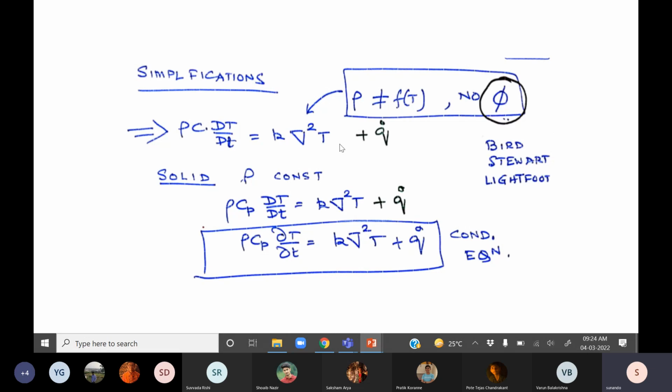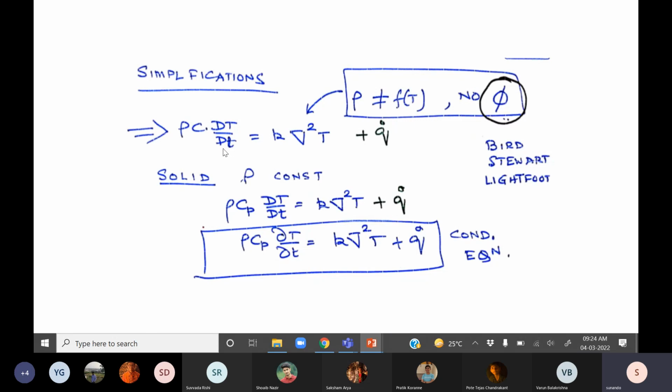So this is just an additional term which may or may not appear depending on the application that we are talking about. So when we talk about a solid, we assume that rho is a constant, and of course there are no velocity components to be considered for the case of a solid. So the substantial derivative of temperature would simply become ∂T/∂t. So this is the conduction equation that we are familiar with, that we have used in solving the problems.